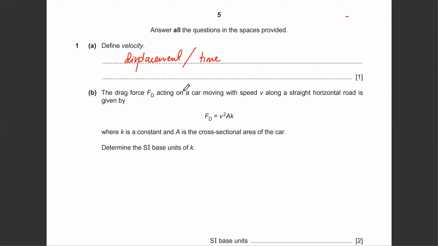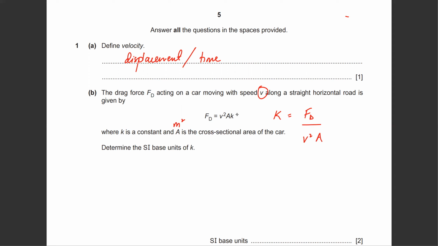Now, the drag force D acting on a car moving with a velocity V along a straight horizontal road is given by this. So you're given this thing where K is a constant and A is the cross-sectional area of the car. Determine the SI base units of K. So first thing is we're going to write this down. K is the drag force FD divided by the velocity, V is velocity, V square, and you've got A. What is A? It's the cross-sectional area, so that's going to be meter square. So it's going to be V square A.